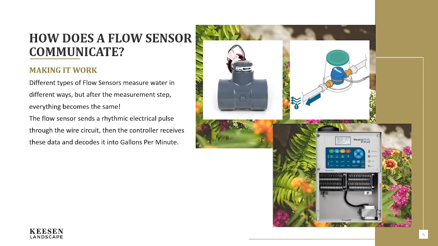The flow sensor sends out a rhythmic electrical pulse, kind of like a heartbeat, through the wire circuit. These pulses represent how much water is moving through the pipe. Then, your irrigation controller picks up that signal and decodes it. It translates those pulses into a readable number, gallons per minute. So, what you see on your controller is the actual flow rate in real time. That's what makes this technology powerful and scalable. No matter the brand or type, they all speak the same language once those data hit the wire.